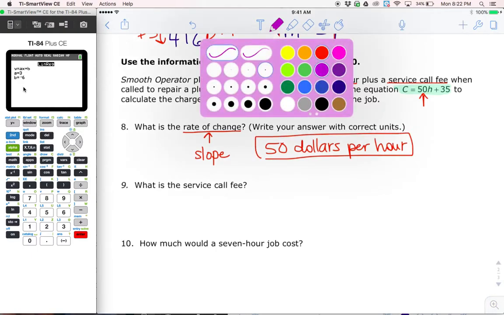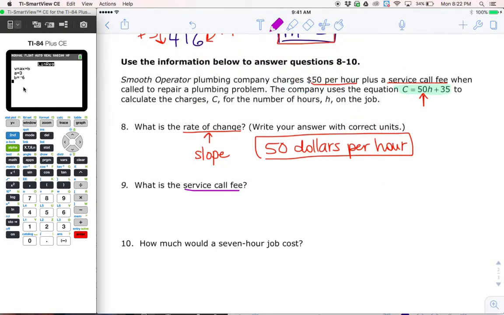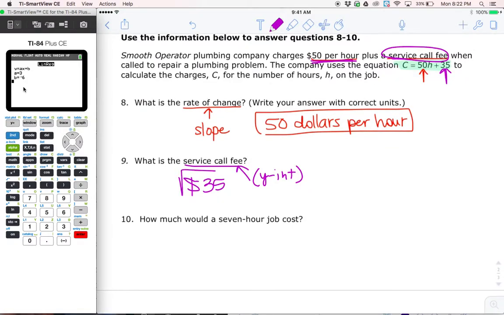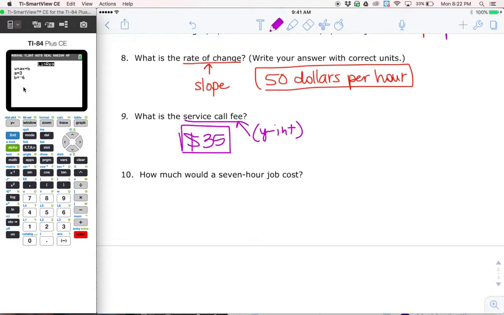Now the service call fee, well, if they charge $50 an hour, and we already talked about that, then my service call fee must be this other thing, it's $35. Okay, and the service call fee is another name for the y-intercept anyway, so hopefully we already knew that. So $35.